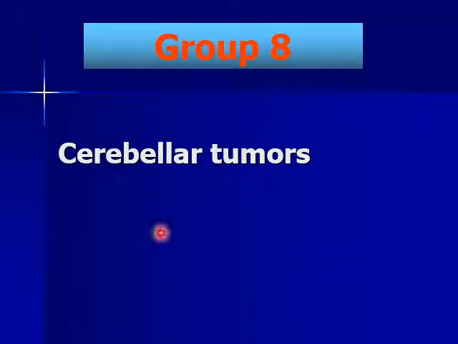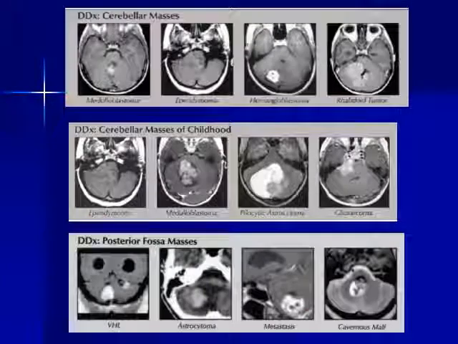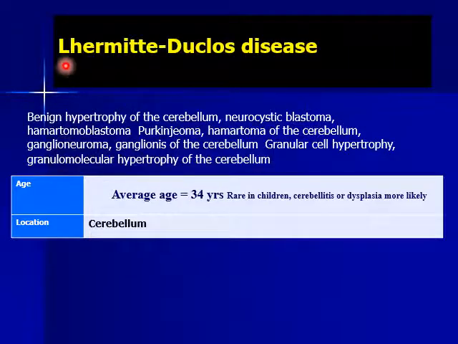Group number 8, cerebellar tumors. We have spoken a lot about a lot of these cerebellar tumors. You remember ependymoma, pilocytic astrocytoma, hemangioblastomas, okay, medulloblastomas. And this is the differential diagnosis of the lesions, okay, involving the cerebellum in childhood and in adult. We will add here a peculiar tumor called Lhermitte-Duclos disease.